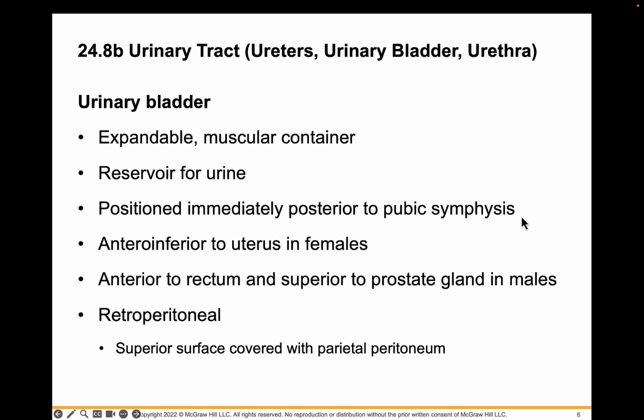Now, the urinary bladder, this is an expandable muscular container. And we want to think of it as a storage or reservoir for urine. Bladder capacity is approximately a liter. It is positioned immediately posterior to the pubic symphysis. It is going to be antero-inferior to the uterus in females and anterior to the rectum and superior to the prostate gland in males. It also is considered to be retroperitoneal. The superior surface is covered with the parietal peritoneum.